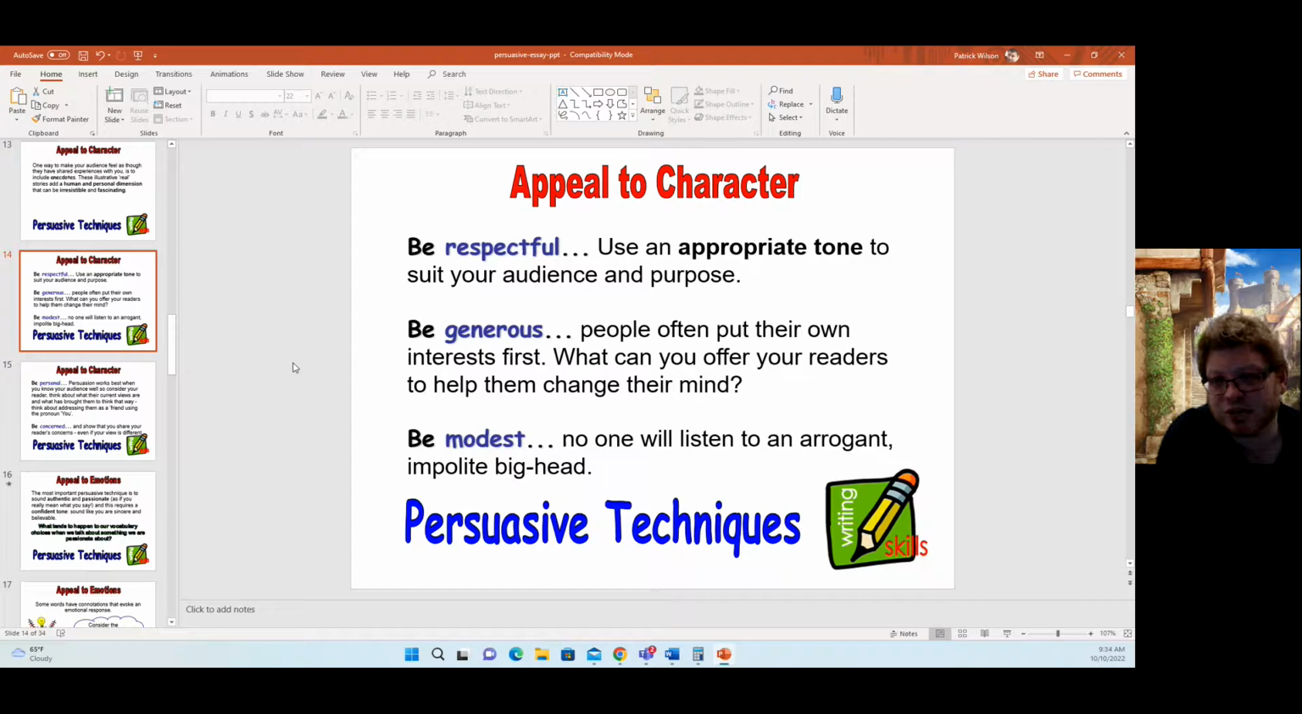Again, going to your ethos, be respectful. You want to use an appropriate tone to suit your audience and purpose. Let's just say hypothetically, if you go out yelling and screaming and cussing at somebody, chances are you're not going to get what you want out of them. They're going to shut down, right? You've already put them in a defensive mode. They're going to want to shout, yell, and cuss you back.